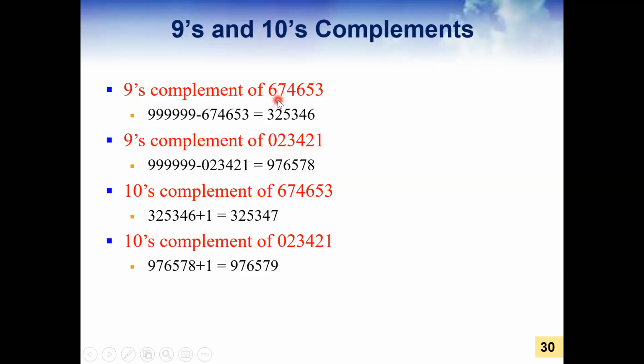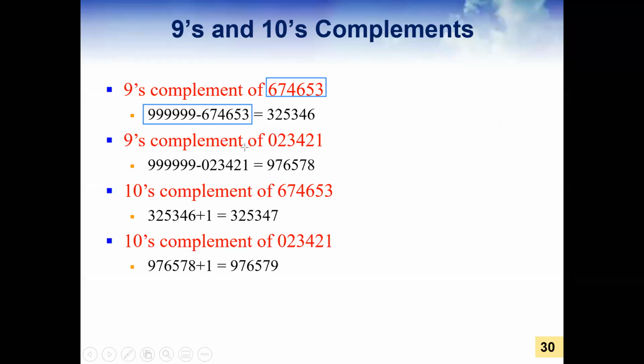So if I have this number, which is mentioned here, and I want to get its 9's complement, it is very, very simple. Just subtract all the digits of this number from 9. Subtract all digits individually from 9. So 9 minus 3 is 6, 9 minus 5 is 4, and so on.